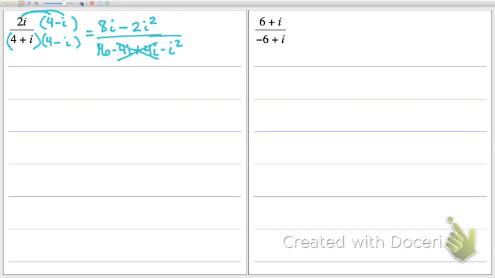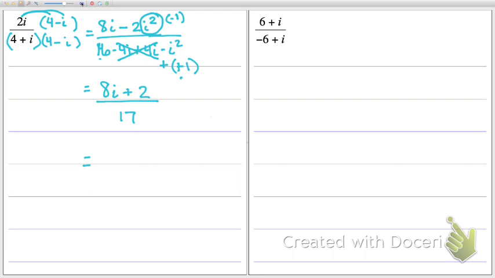Okay, well this i squared in the numerator makes the 2 what? -1. Well, it makes it -1, so it makes the 2, 2. I'll just go one step at a time. 8i plus 2. Now my denominator, I have -i squared, so that's negative times -1, yes? Which is plus 1. So 16 plus 1 is what? 17.